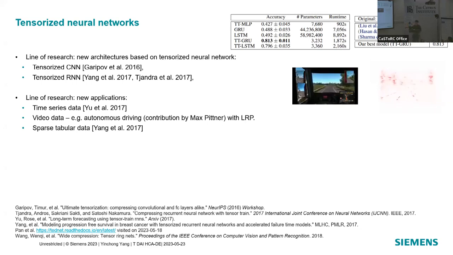And then within our group, we have organized this student project, led by the student Max Pittner.